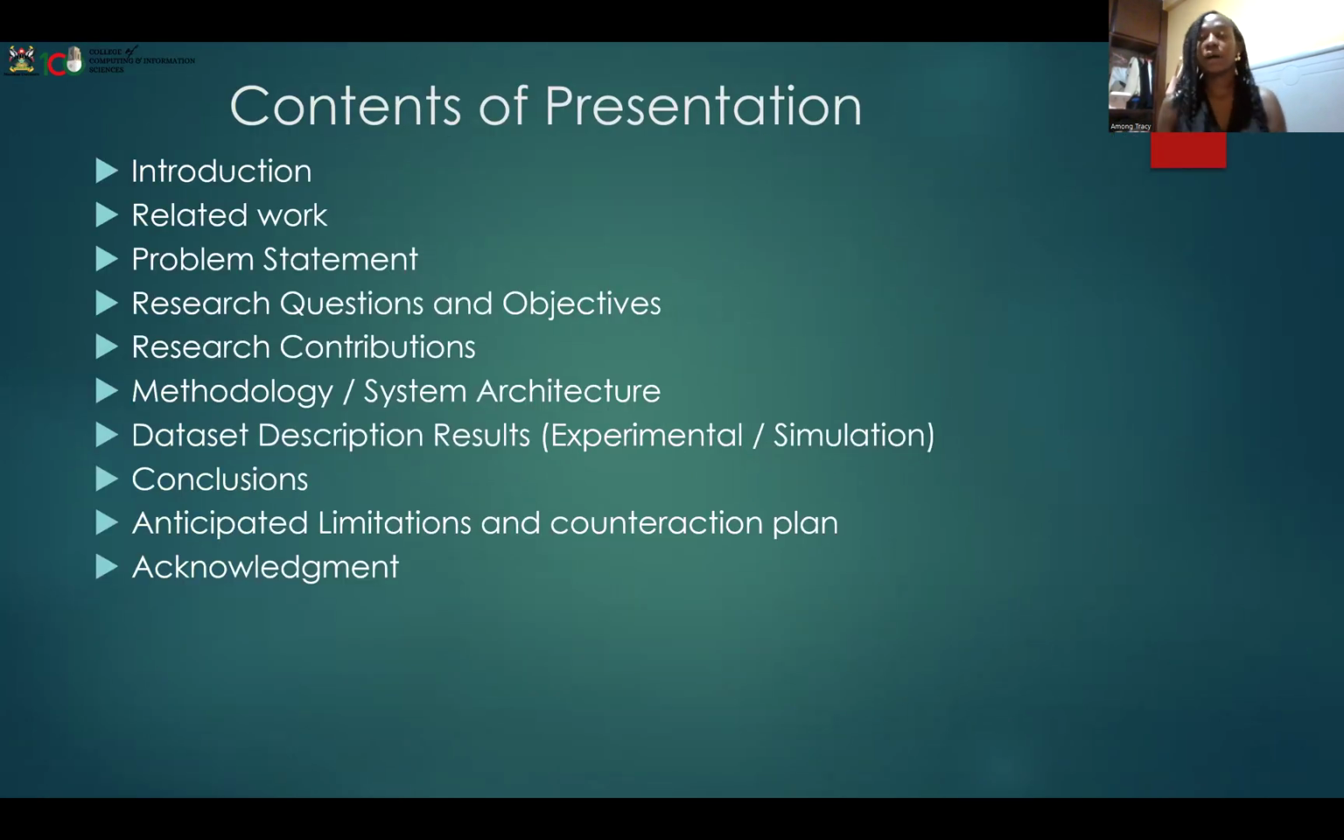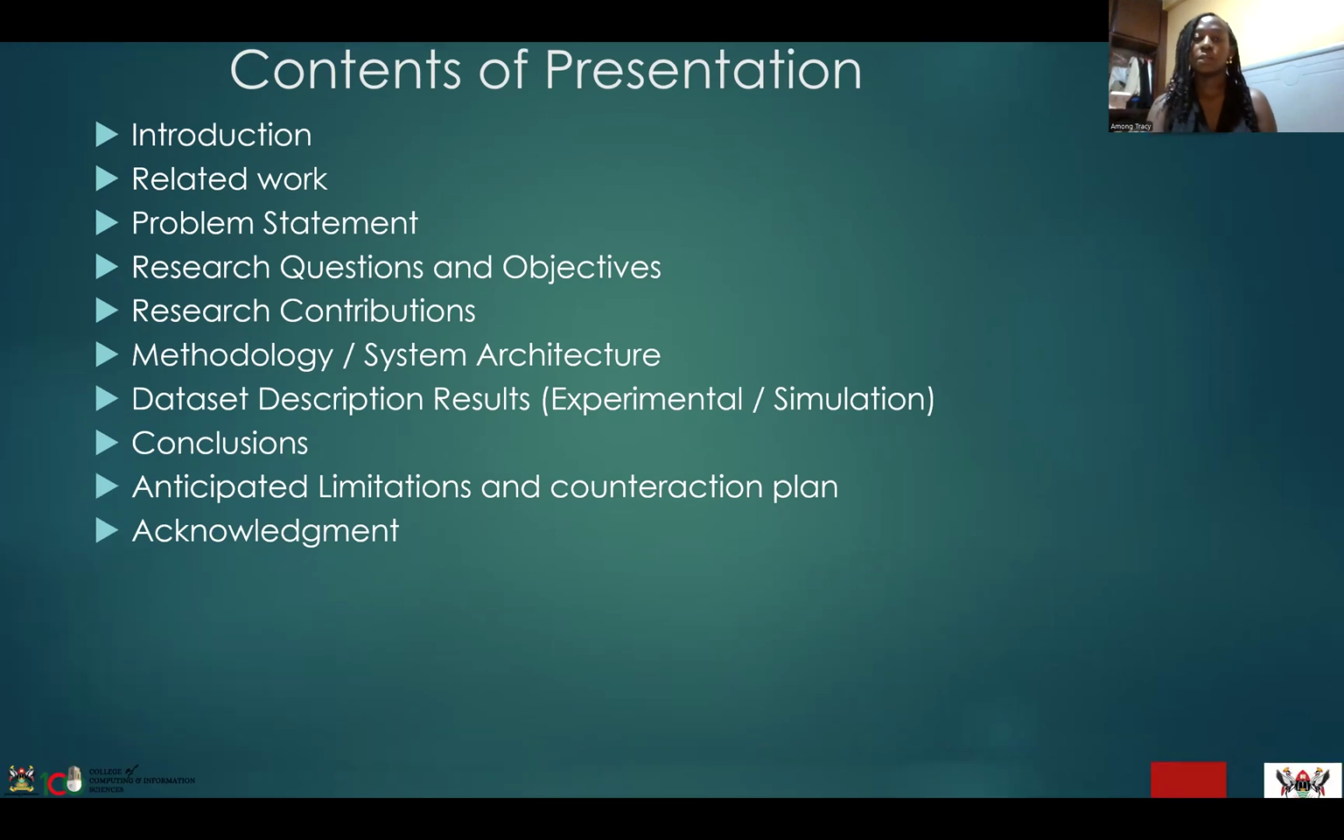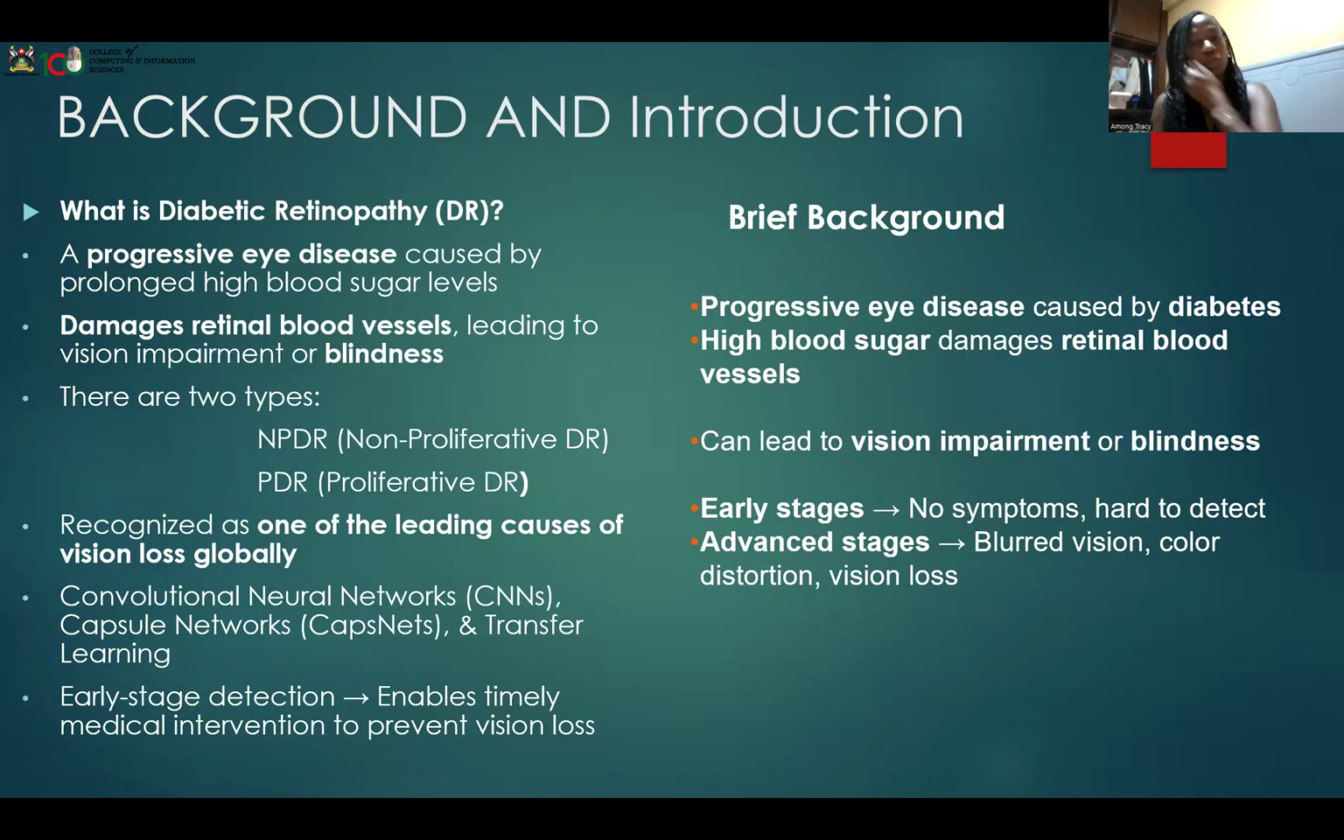So, the contents of our presentation, just briefly: we have the introduction, related work, problem statement, research questions and objectives, research contributions, methodology or system architecture, dataset description, results, the conclusions, anticipated limitations and counteraction plan, and the acknowledgements. So basically, to give you a brief background and introduction, our project was based on the disease diabetic retinopathy.